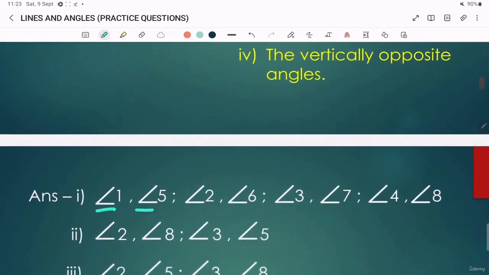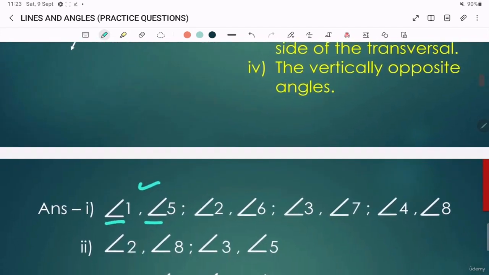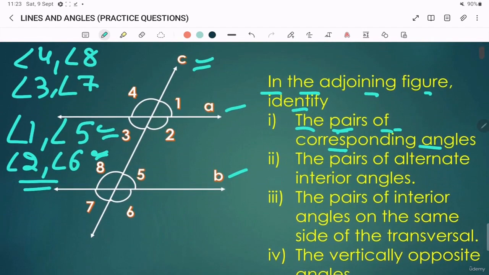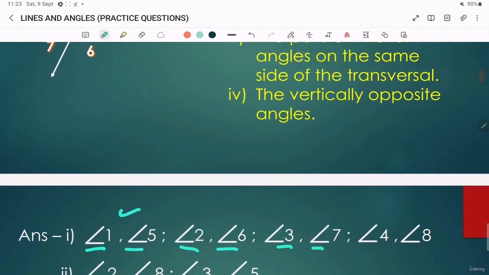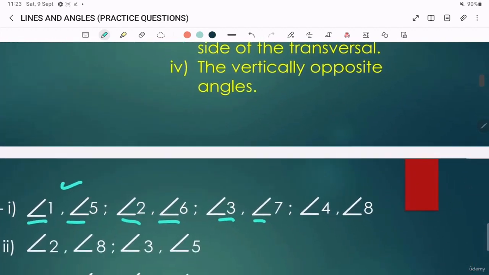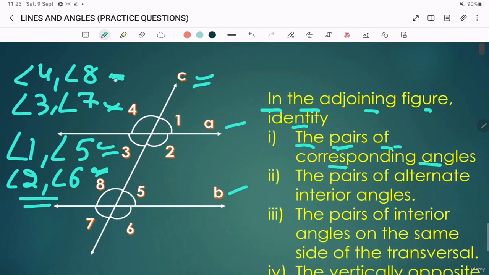As you can see, angle 1 and angle 5 is one pair. Angle 2 and angle 6 is another pair. Angle 3 and angle 7. Angle 4 and angle 8. So this is our answer.